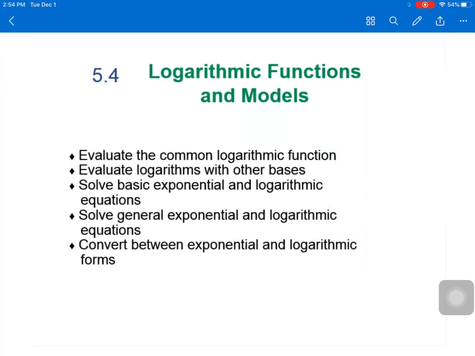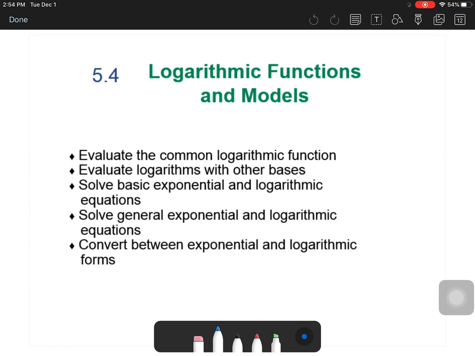Algebra class, we're going to take a look at the notes for section 5.4, which is working with logarithmic functions. In this section we are going to evaluate some common log functions, evaluate logs with other bases. We'll look at natural log, which is base e, and maybe log base 2 is a common one they like to look at. Solve some basic exponential and log equations, solve some general exponential and log equations, and then convert between exponential and log form.